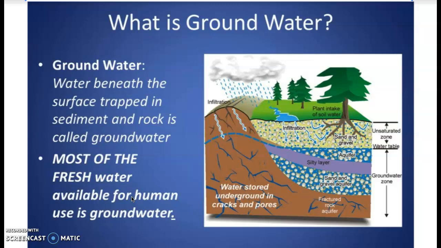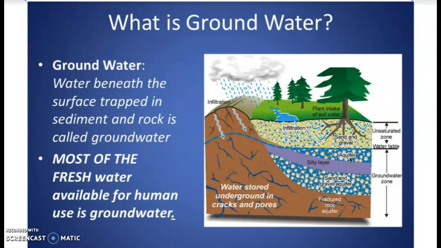This is a little more complex picture, but it actually explains a lot of where the water is held underground. So groundwater, water beneath the surface trapped in sediment and rock, is called groundwater. Most of the fresh water available for human use is in groundwater. So take a look at the picture, and you can kind of see you have your infiltration word. So that's when it rains or in snow melt, you have water being soaked into the ground, and it can carry on into what's called aquifers.